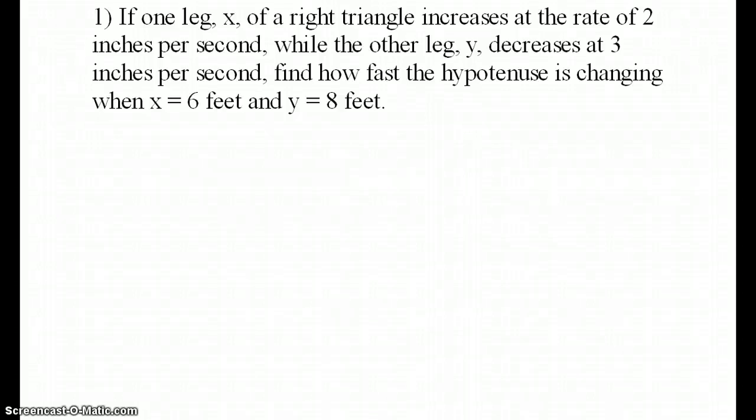So number 1, if one leg x of a right triangle increases at a rate of 2 inches per second, while the other leg y decreases at 3 inches per second, find how fast the hypotenuse is changing when x equals 6 feet and y equals 8 feet.